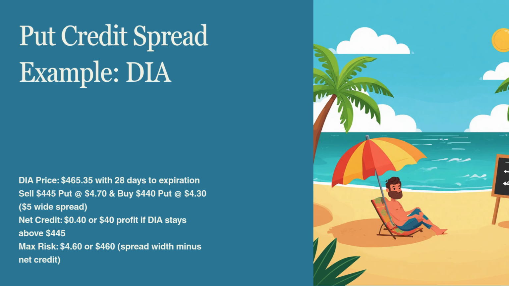So that's a $5 wide spread that gives you a net credit of 40 cents, which is $40 profit if DIA stays above 445 with a max risk of $460. You compute that because you have a $500 max risk minus the credit that you're getting back. So 500 minus 40 is $460.